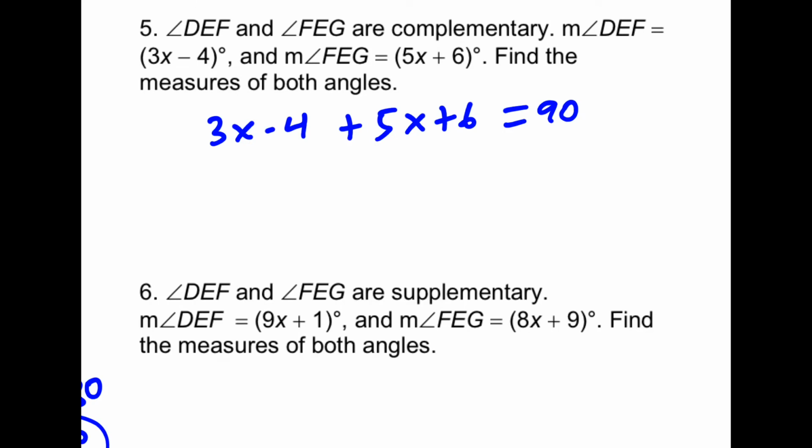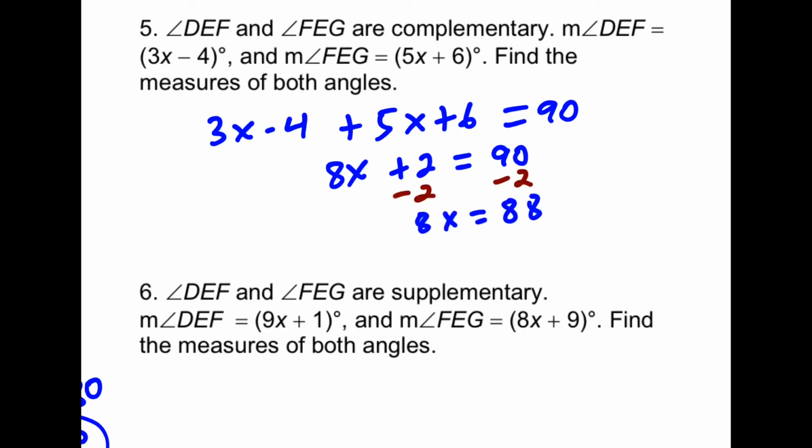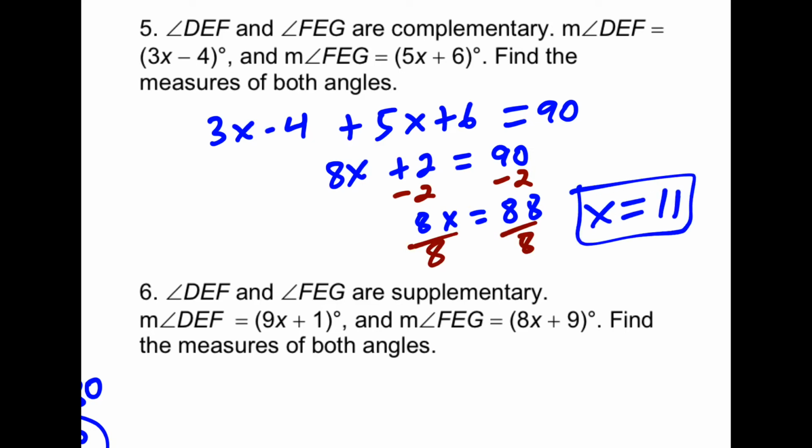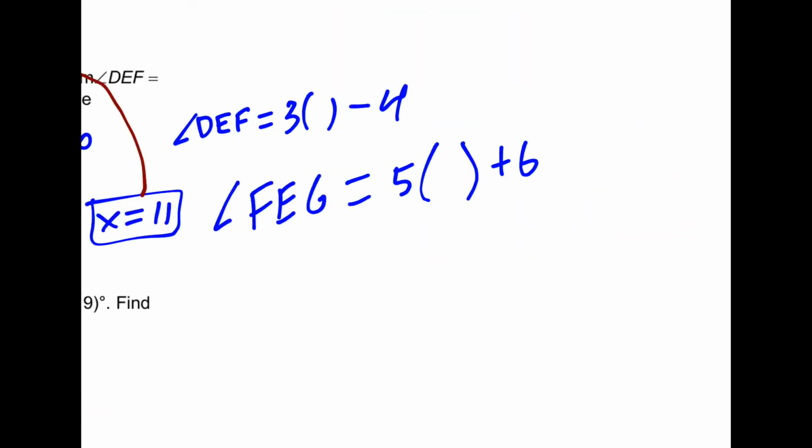In number 5, these two angles are complementary, which means if I add them together, I get 90 degrees. I can combine like terms, subtract 2 from both sides, divide both sides by 8, and I get that x is equal to 11. They want to know what the measure is for both of these angles, so I just go back and plug that in to both cases and find my solutions. So for both expressions, I'm going to plug in 11 for x. Angle DEF is going to be 29 degrees, and angle FEG is going to be 61 degrees.